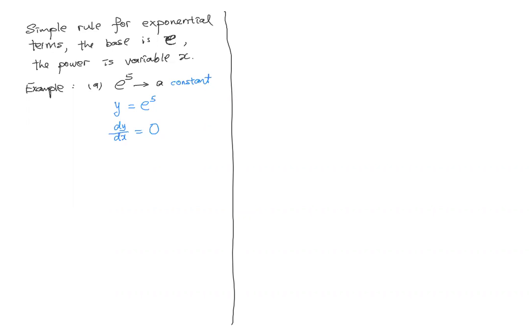Okay. Are you clear? So if I have this form, a e to the power of f(x), then this one depends on x.